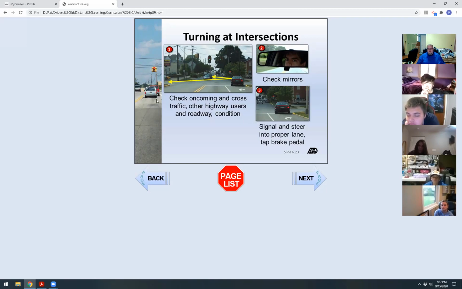You can't undo that. As always, they say check your mirrors because someone could be coming up behind you very fast. And make sure to use your traffic signal and make sure that you turn into the appropriate lane. You're going to see a lot of repetition on some of these steps.